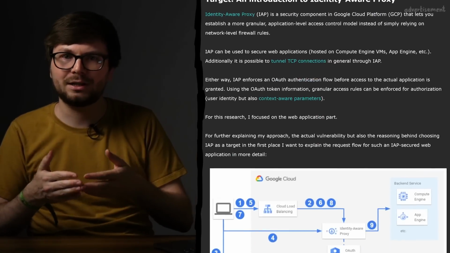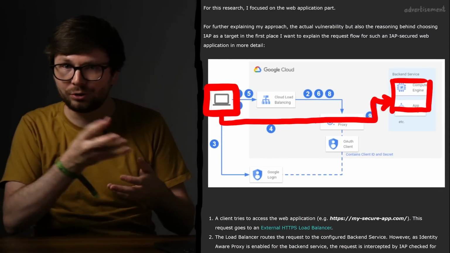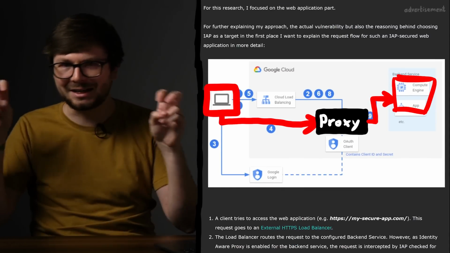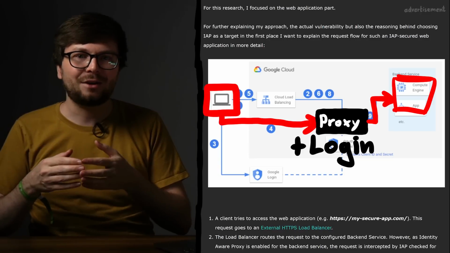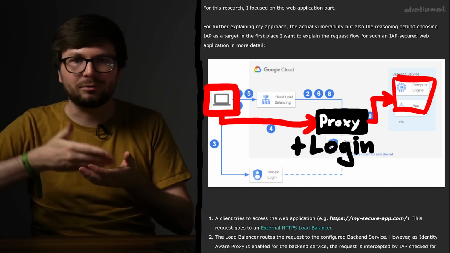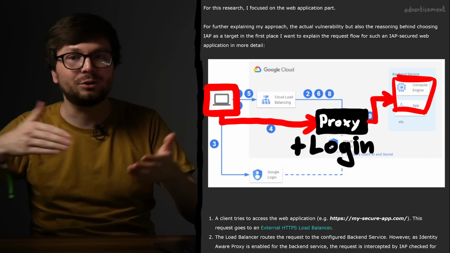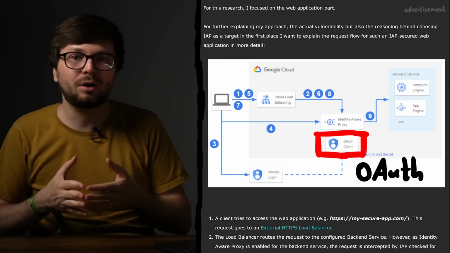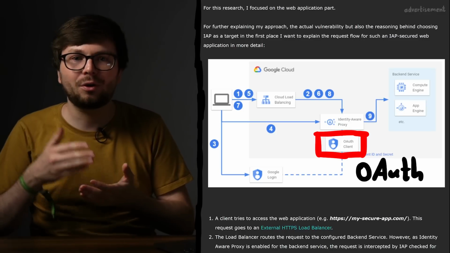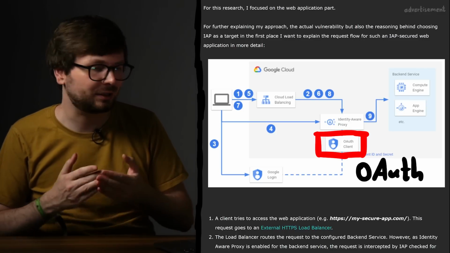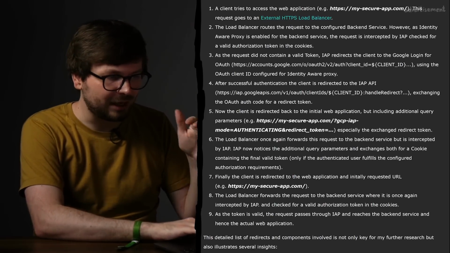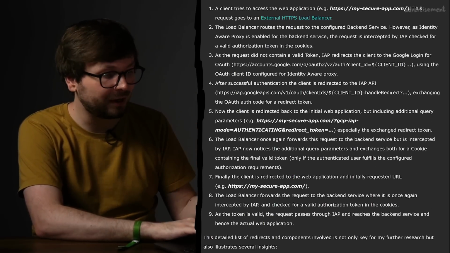It's a web proxy, so when you use it, all requests to your website go through that proxy, but the proxy is identity-aware, so basically you have to authenticate yourself, log in with your Google account, and only then you can actually access the site. And IAP enforces an OAuth authentication flow before access to the actual application is granted. Sebastian explains how exactly the whole authentication flow works and tells us how he figured out the bug.